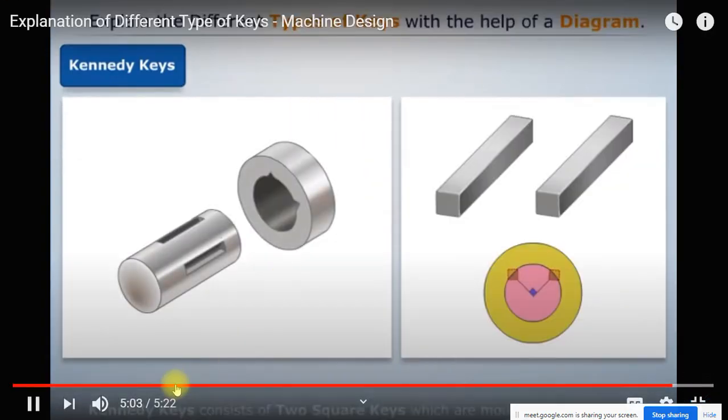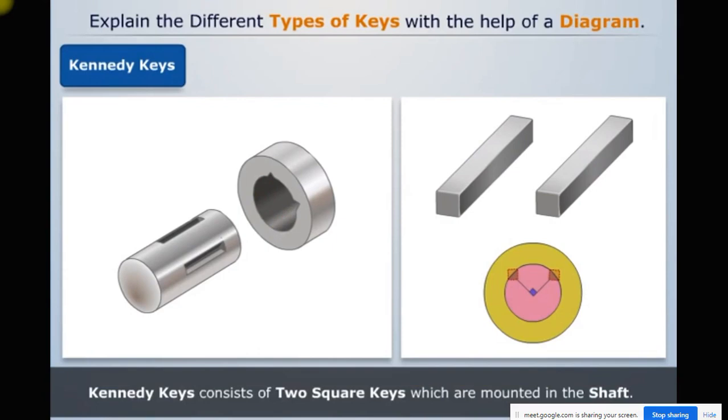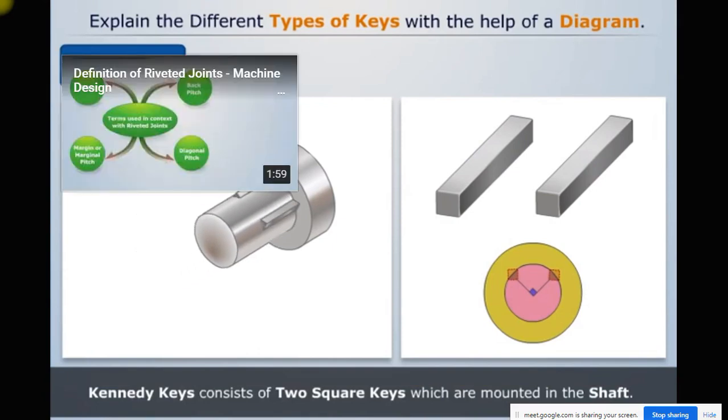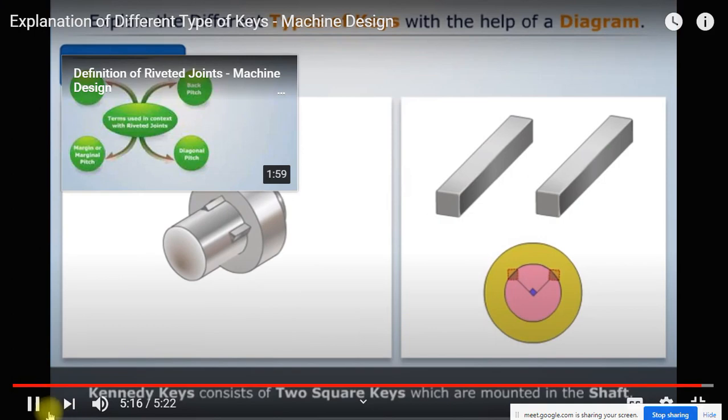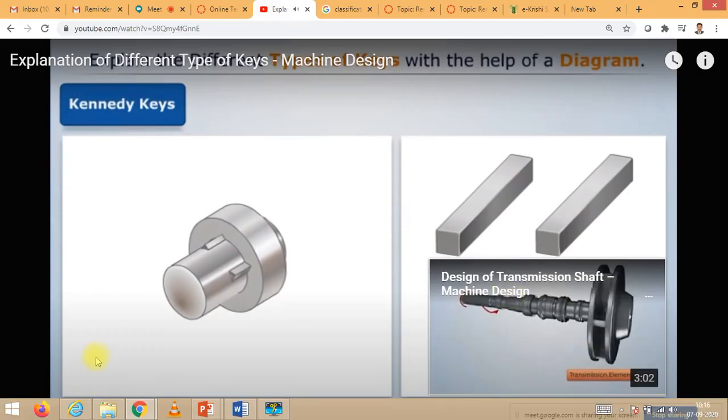So this, we have not actually seen, the Kennedy key. Kennedy keys have been given as extra information. You can look into it and you can learn about it. It consists of two square keys which are mounted in the shaft as shown. In this case, the hub is bored off the center, and the two keys force the hub and the shaft to a concentric position.